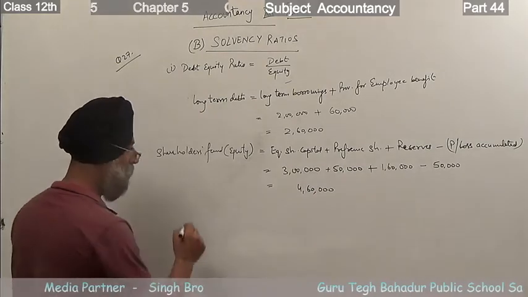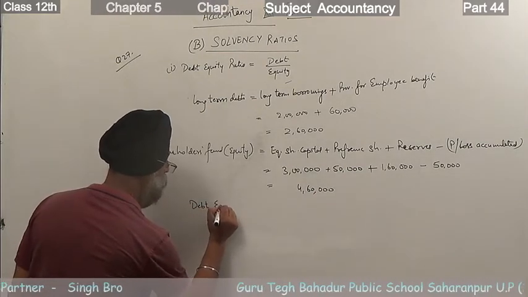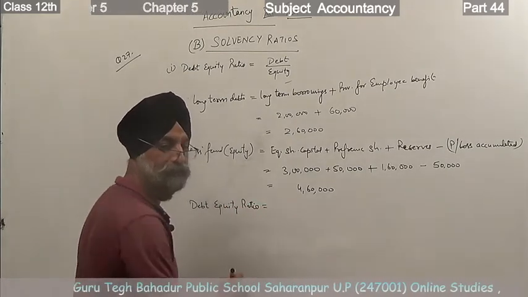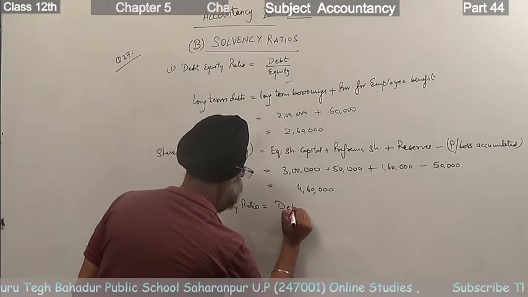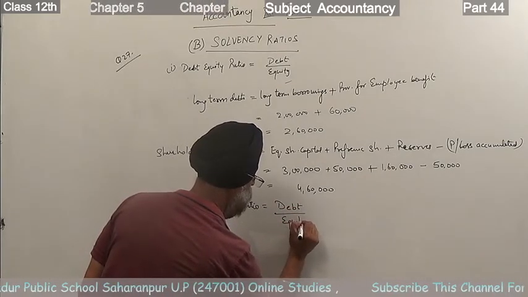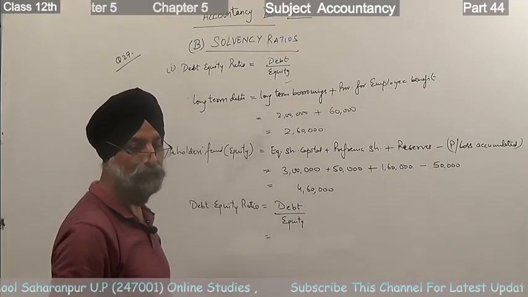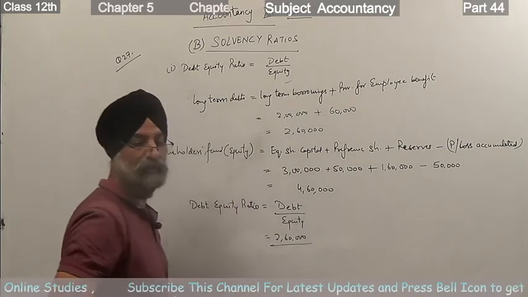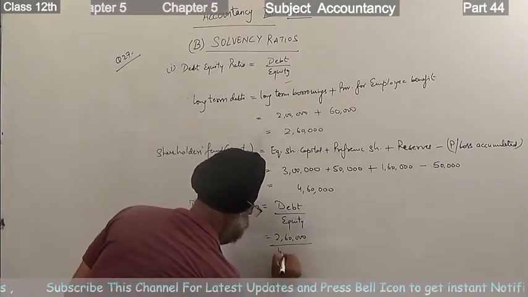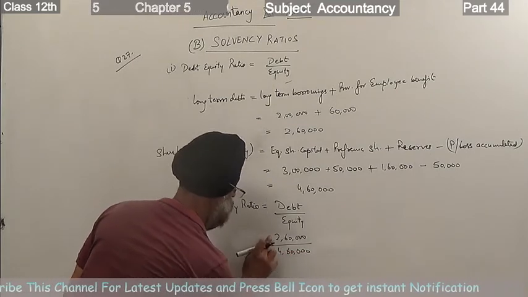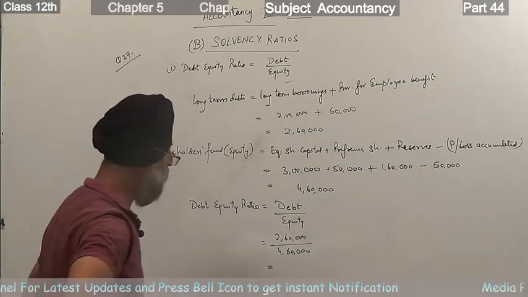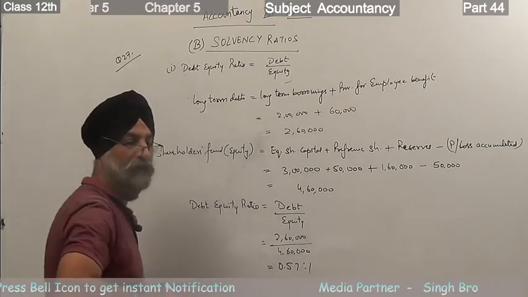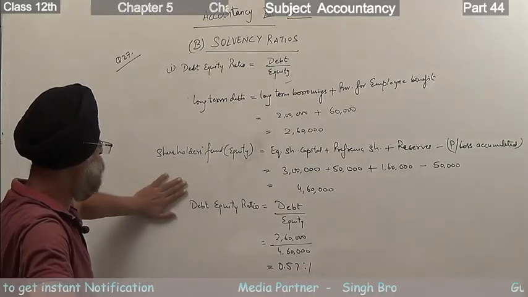Now at the last, debt equity ratio. Debt equity ratio equals debt by equity. Debt is rupees 2,60,000 and equity is 4,60,000. In this way, we will divide this and get the ratio 0.57 is to 1. So this is the debt equity ratio.